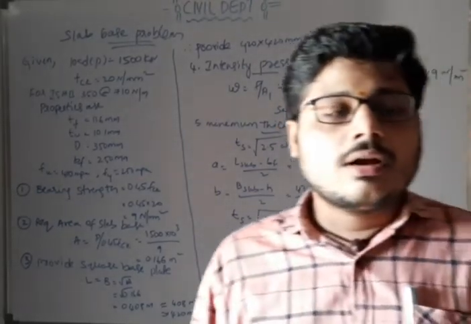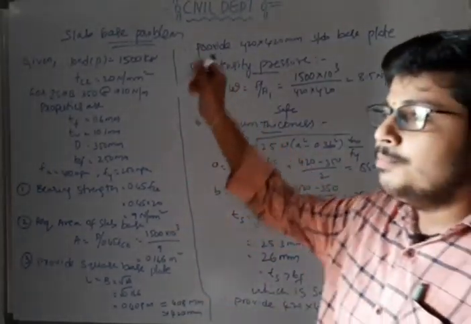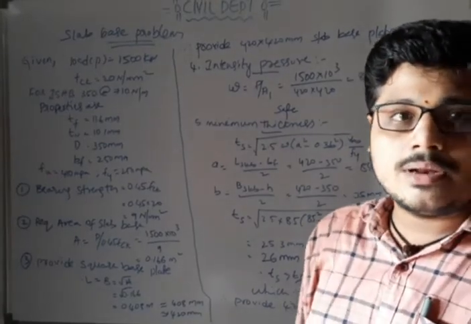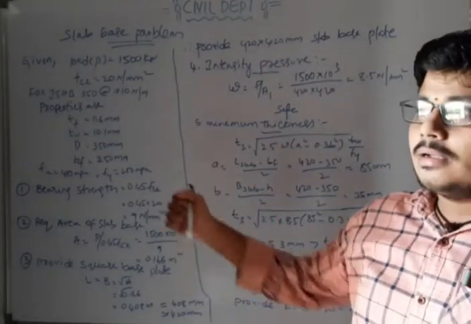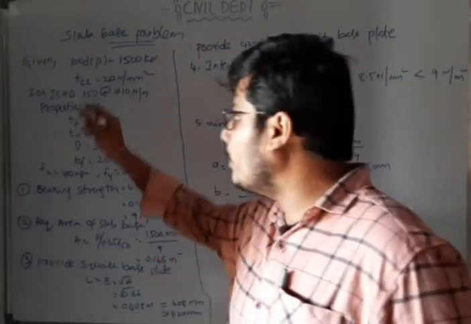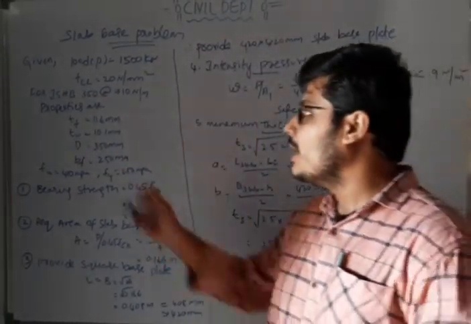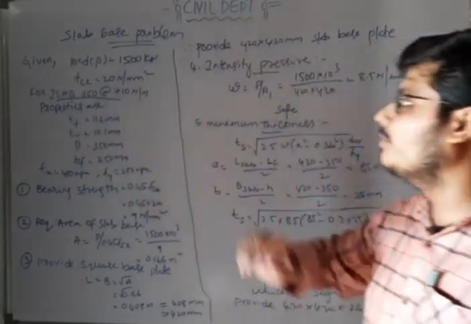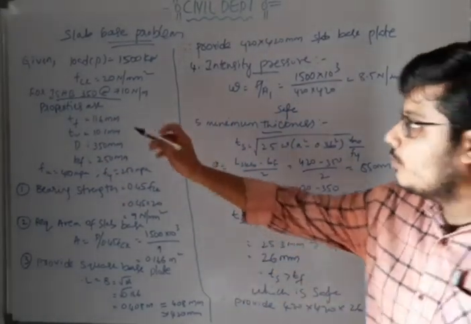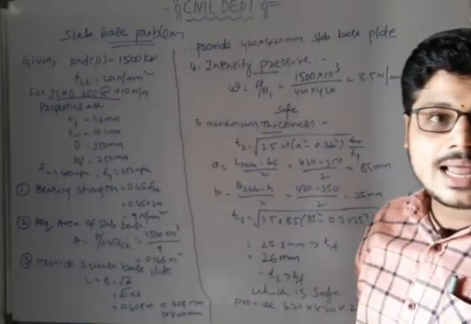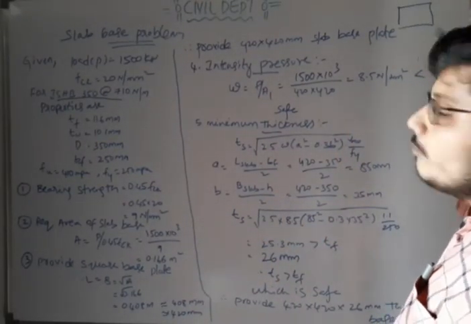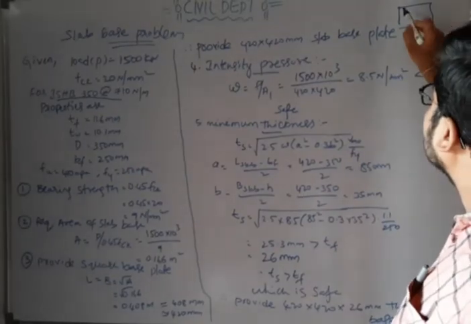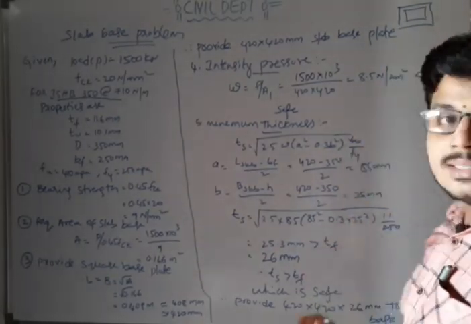So good morning students. Already we have discussed the design of column foundation chapter, the slab base procedure. So here comes the problem. We have taken one section, that is ISHB 350. For this section we have to design the slab base panel. Slab base is nothing but the column foundation. Under the column foundation we have to design the slab base.